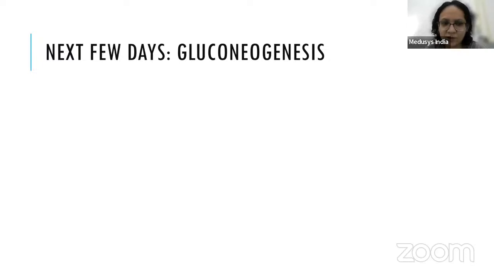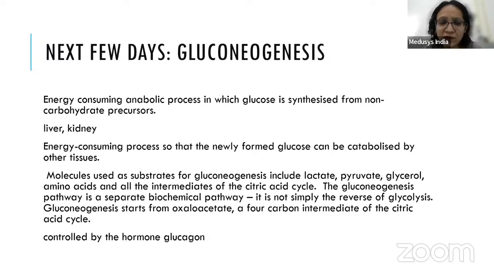Okay, yes, everything is correct. I just wish to say that gluconeogenesis itself is an energy consuming process, although it also leads to formation of energy. It happens in the liver and kidney. I think you have highlighted the rest of the things. It is also controlled by the glucagon and insulin ratio. Everything is controlled by the glucagon and insulin ratio.